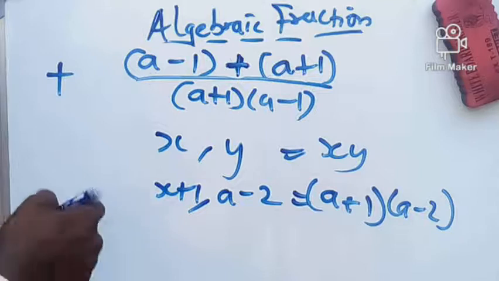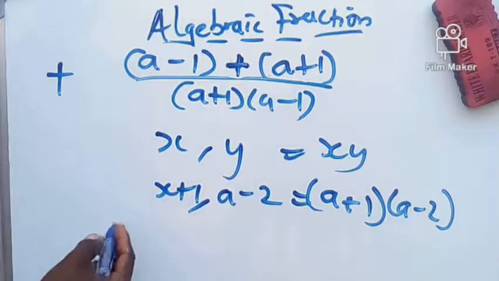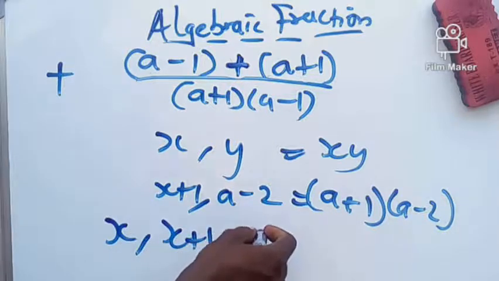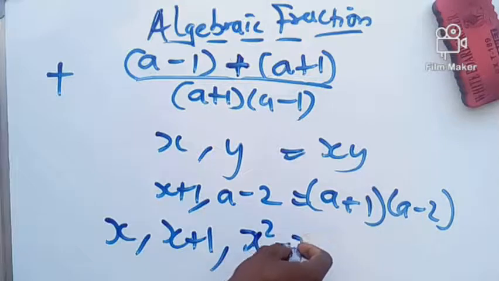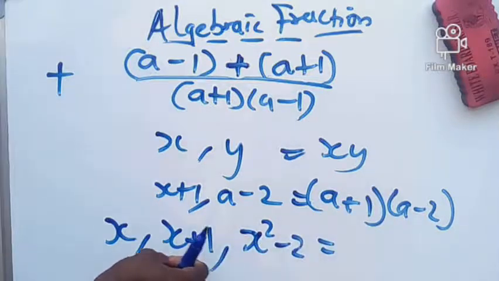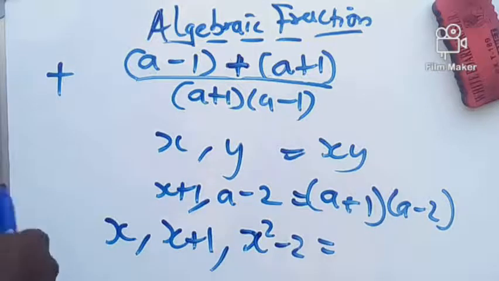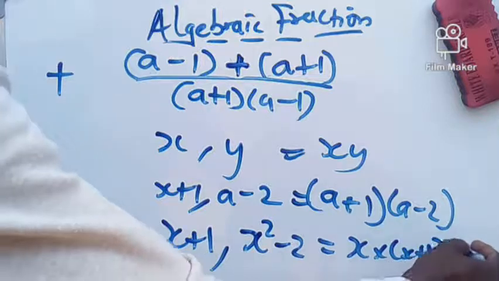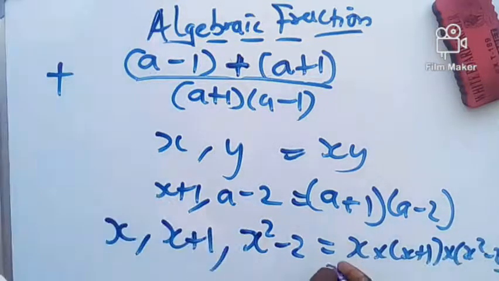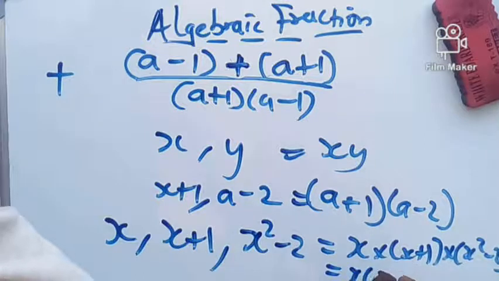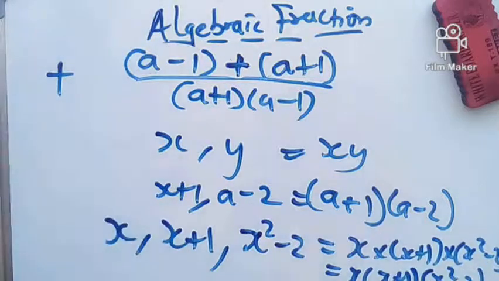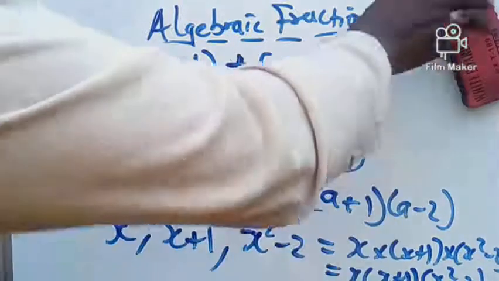So feel free to pause the video and tell me the LCM of this expression. What's the LCM of x, comma, x plus 1 and x squared minus 2? Notice that these are different. So without worrying your head, the LCM is simply x multiplied by x plus 1 multiplied by x squared minus 2. And when that happens, you are going to have x into x plus 1 into x squared minus 2. That is how to find the LCM of variables or algebraic expressions.